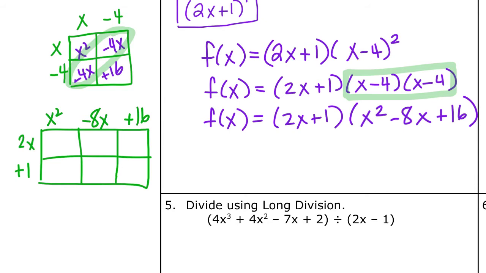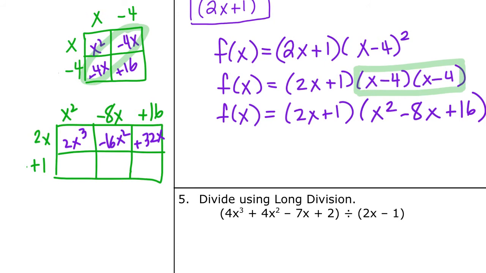I'm going to do the top row first. So that would be 2x to the third power minus 16x squared plus 32x. And then now the bottom row. So plus x squared minus 8x plus 16.